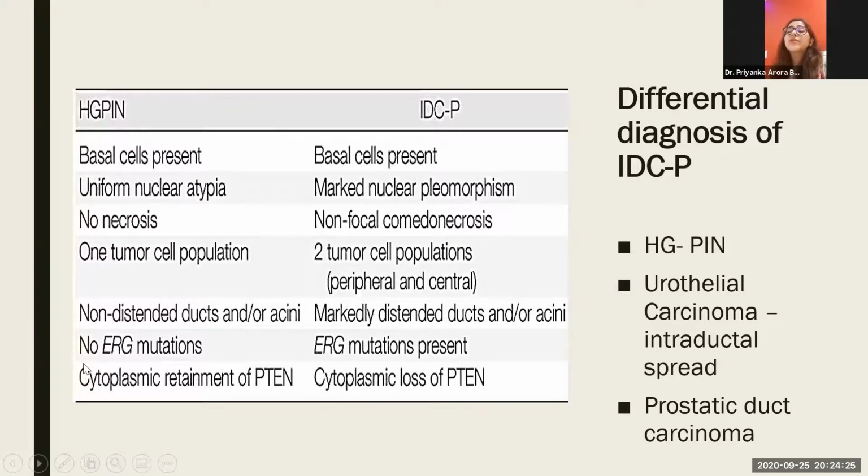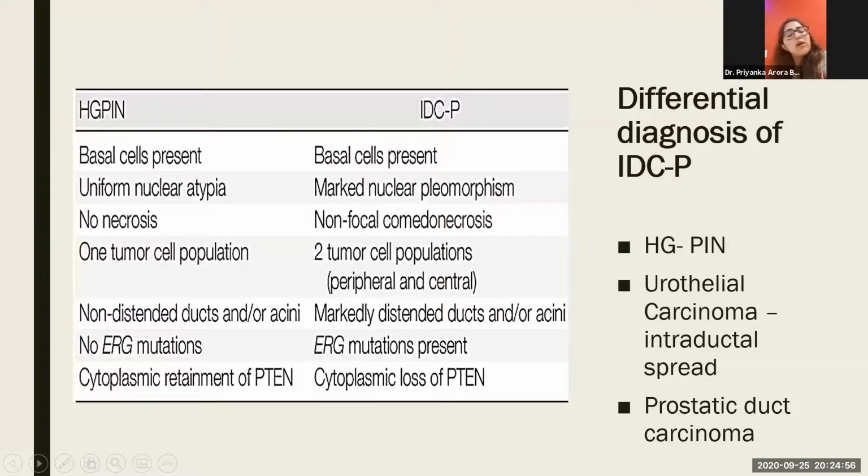The mutations are important from the exam point of view. Please note down this: no ERG mutations are seen in high-grade PIN, whereas IDC as well as the carcinomas will show ERG mutations. So ERG mutations are present in intraductal carcinoma as well as in the malignant lesions. Cytoplasmic retention of PTEN is seen in high-grade PIN, and cytoplasmic loss of PTEN is seen in IDC. So these are a few differences between the two.